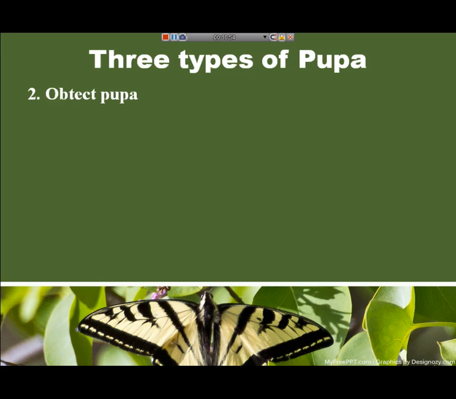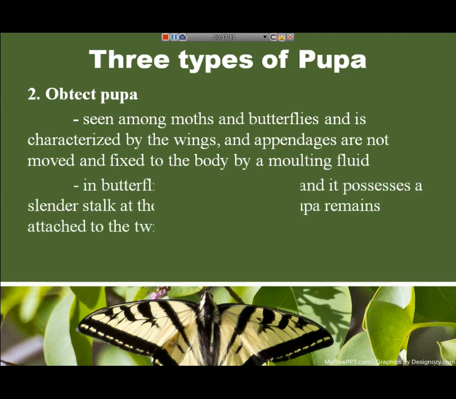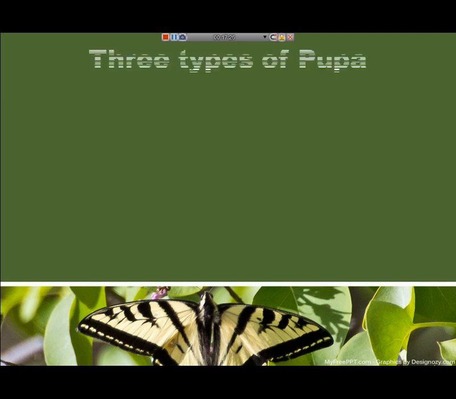Second is the obtect pupa, which is seen among moths and butterflies and is characterized by the wings and appendages not being moved and fixed to the body by a molting fluid. In butterflies, it is called a chrysalis, and it possesses a slender stalk at the top by which the pupa remains attached to the twigs.